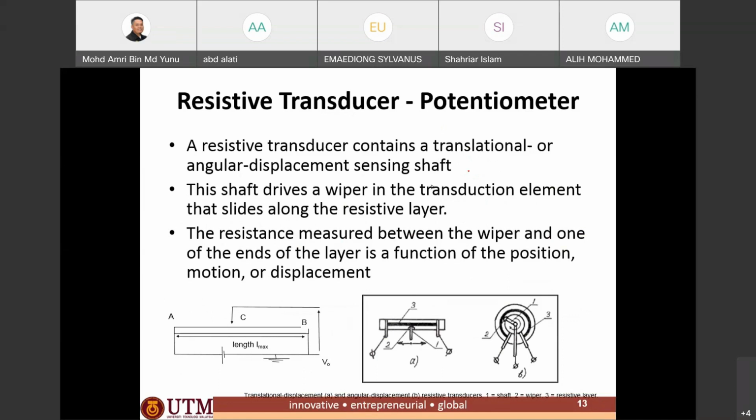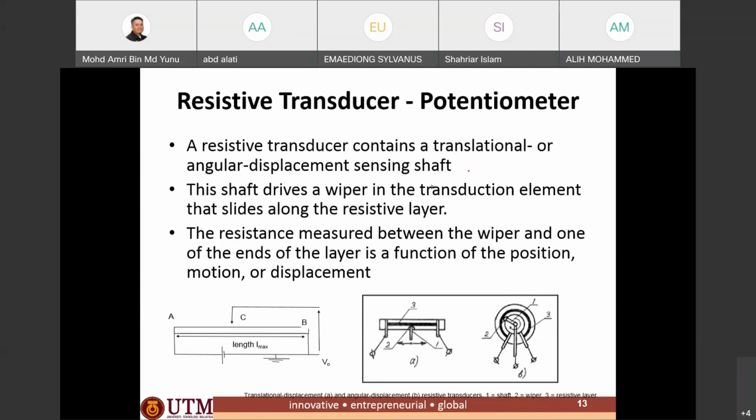Now we have another type of linear displacement transducer, which is a potentiometer. A potentiometer is basically a resistive transducer containing a translational or angular displacement shaft. This shaft drives a wiper in the transduction element that slides along the resistive layer.